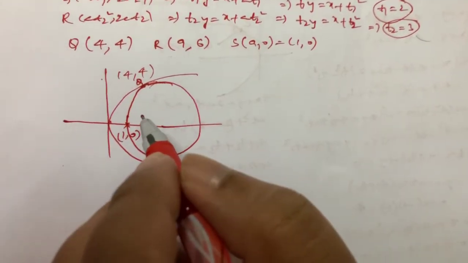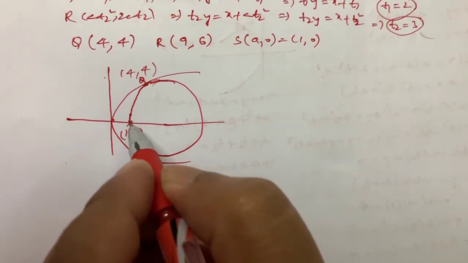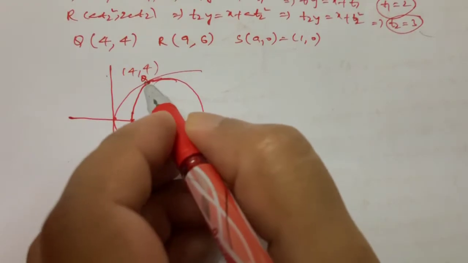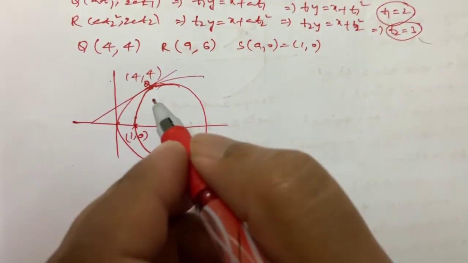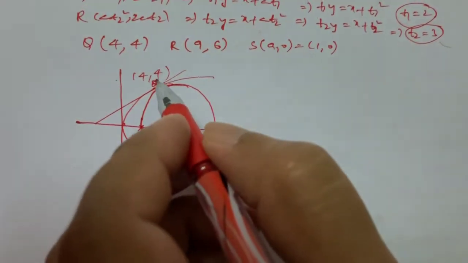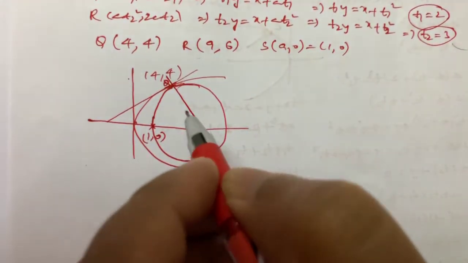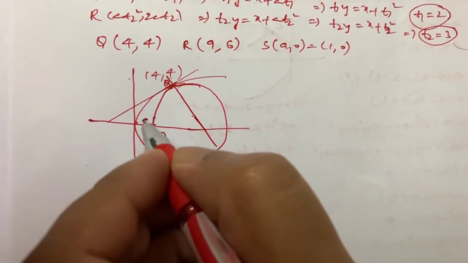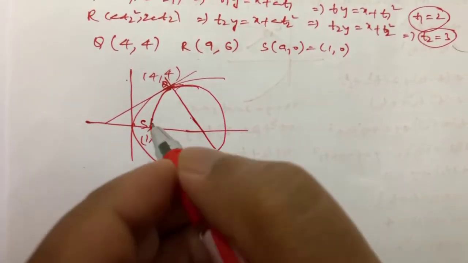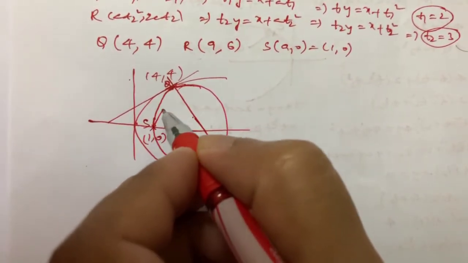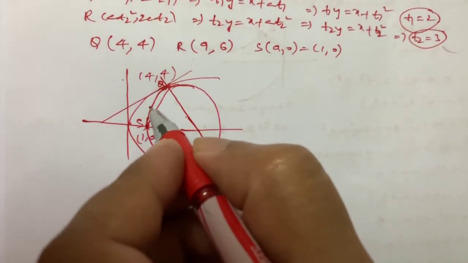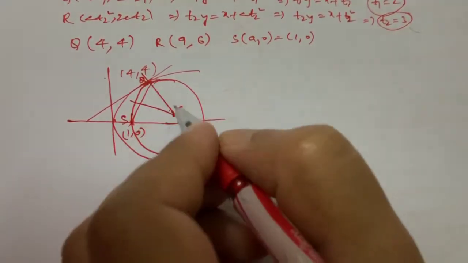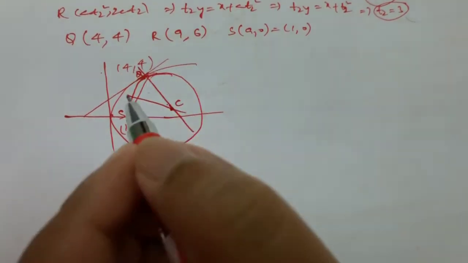If I want to find this circle, 1 comma 0 is a point on it, 4 comma 4 is a point on it, and at 4 comma 4 I know the tangent to this parabola also. So if I draw a normal, the normal passes through the center of the circle. And for points Q and S, these are 2 points on the circle, right? So if I can find the perpendicular bisector of QS, it will also pass through the center of the circle. So we'll get the center. With that we can find the radius, because this distance will give us the radius.